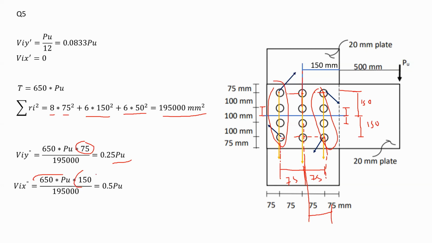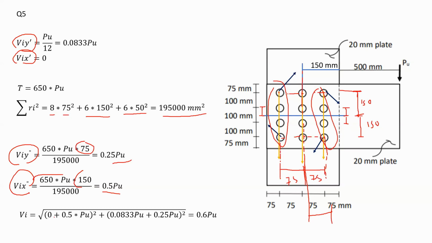Why is it 150? Because I'm considering now the distance between the x-axis and the very far away bolt from the x-axis, which is 150 millimeters. Substitute everything and you would get Vix double dash 0.5 Pu. Now I have everything set. I have these ones ready, those ones as well. I can find the magnitude of the shear force in a bolt.